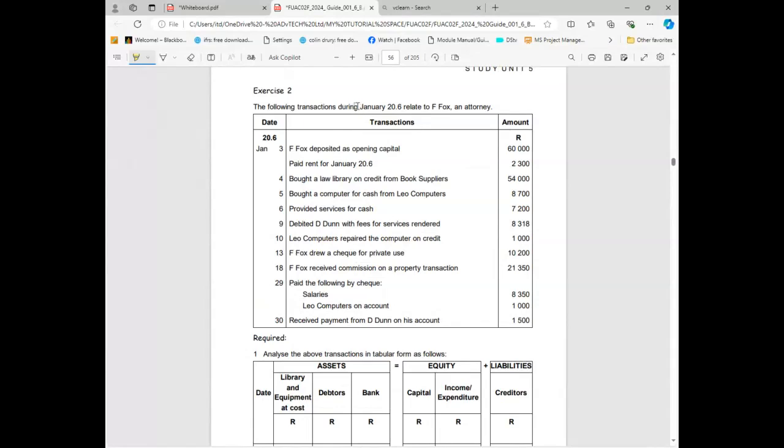Yes. So obviously it's important to check that you are dealing with Gen 26, and then they say they relate to Fox. Okay, the business is for Fox and Attorney. So these are the transactions. So they want us to come up with what we call the statement of financial position, which we know consists of assets, as you can see here, equities and liabilities. Are you with me?